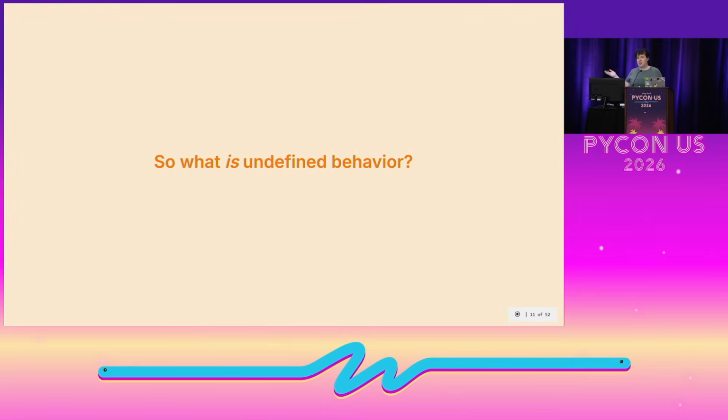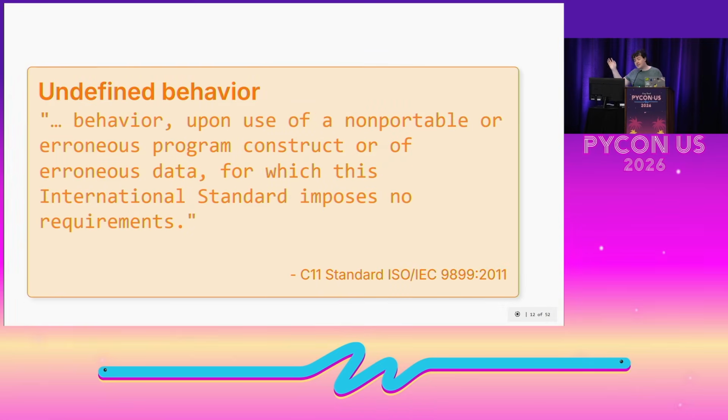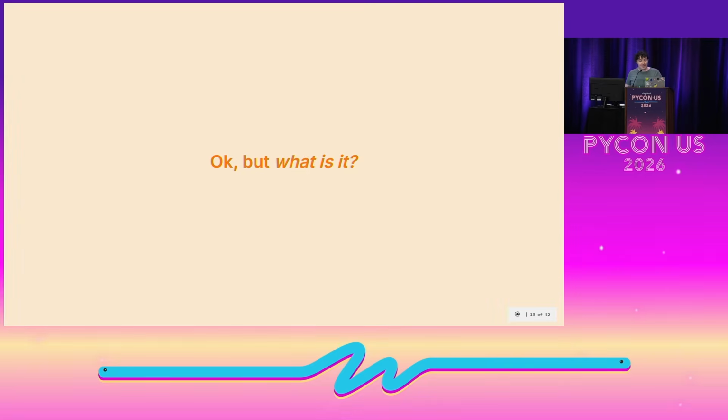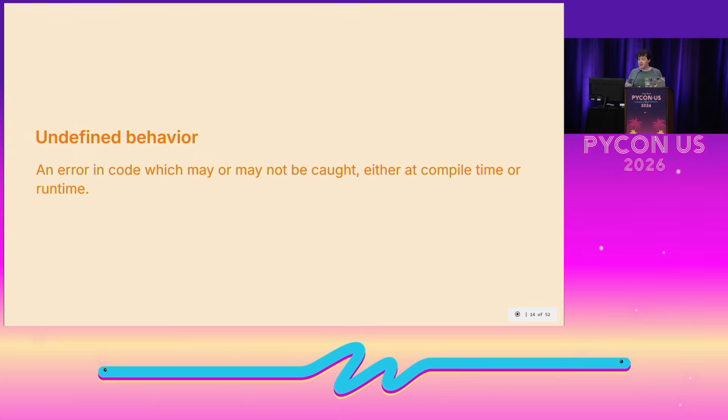So what is undefined behavior? Because it's not just data races that cause undefined behavior. The C standard also gives a definition of undefined behavior: behavior upon use of a non-portable or erroneous program construct or of erroneous data for which this international standard imposes no requirements. What does that mean? So how I think about undefined behavior, it's an error in your code which may or may not be caught either at compile time or runtime. The effect of it is completely unknown.